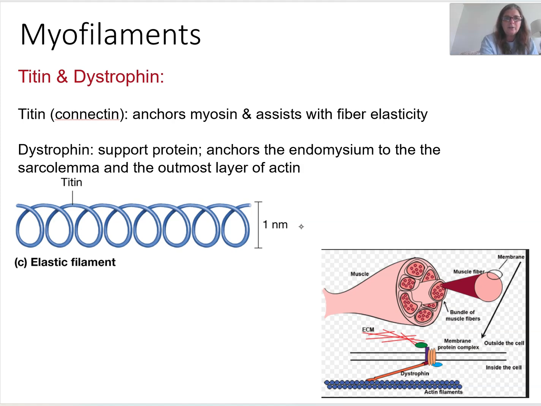And dystrophin is another supporting protein. It was really hard to find a good picture of it, but it actually helps to anchor basically the muscle, the myofibrils to the endomysium and to the muscle. So it helps with the support and the structure of the muscle and helps anchor it together.